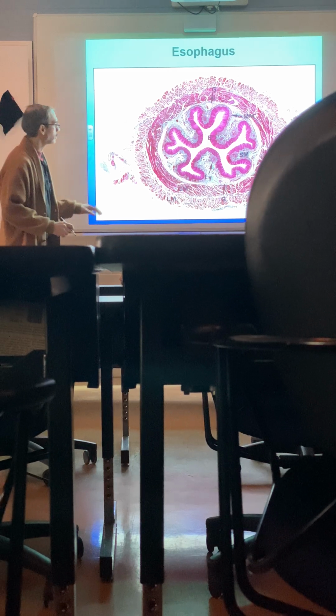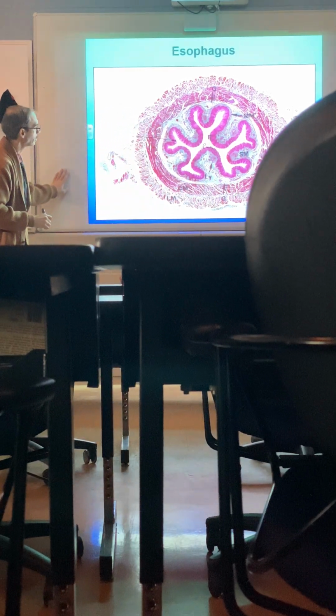Beginning with the esophagus. Here's a cross section through the esophagus. You can see the lumen of the esophagus over here, and of course you can see the different layers of the wall of the esophagus. Look at the wall of the esophagus. The first layer we see is the mucosa.